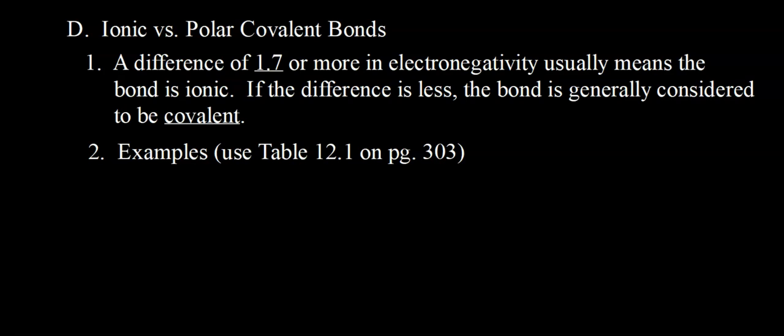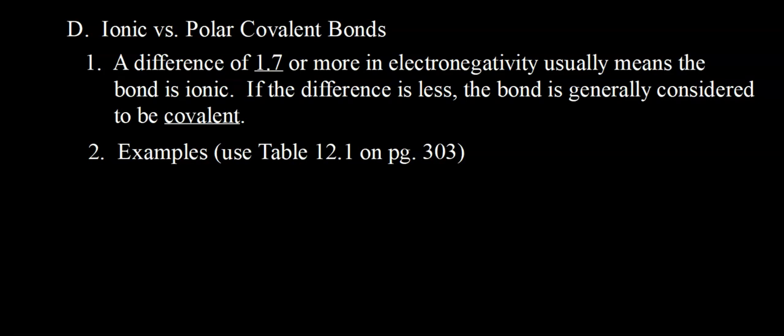So what is the difference between ionic and covalent? Talked about this before. It has to do with the difference in electronegativity. If the difference in electronegativity is big, say 1.7 or higher, that means the bond is primarily ionic. And if the difference is less than 1.7, it's considered to be covalent. Well, what's nonpolar versus polar? Let's add that. Nonpolar is technically from 0 to 0.3 difference in electronegativity. And from 0.3 to 1.7 would be polar.